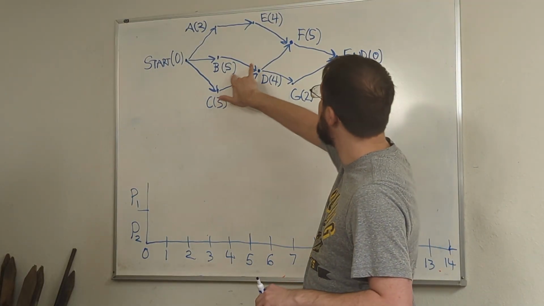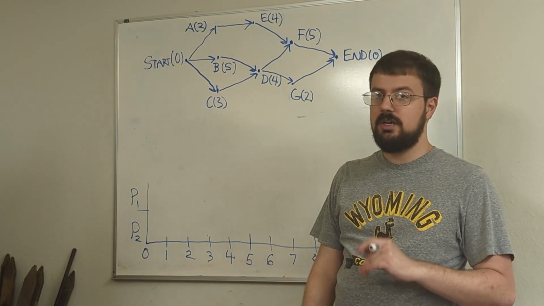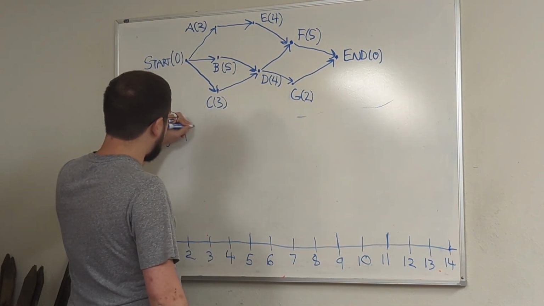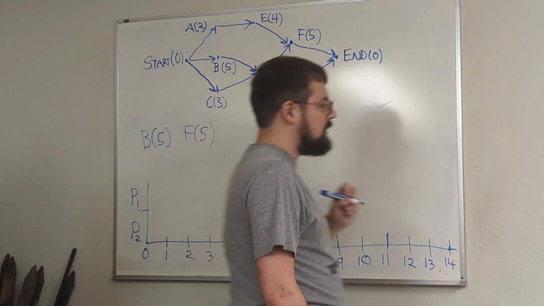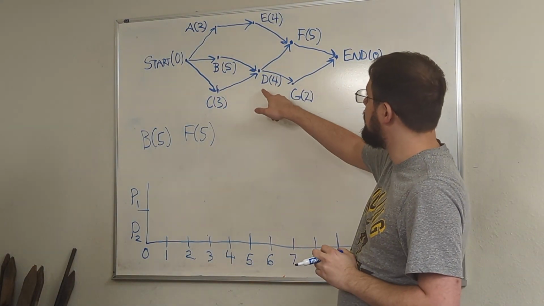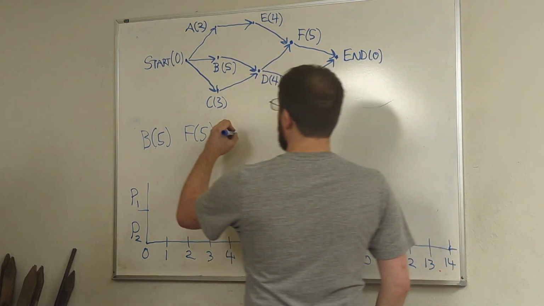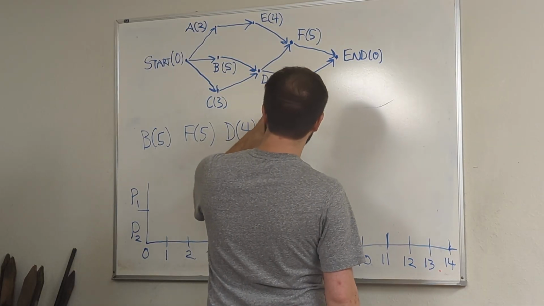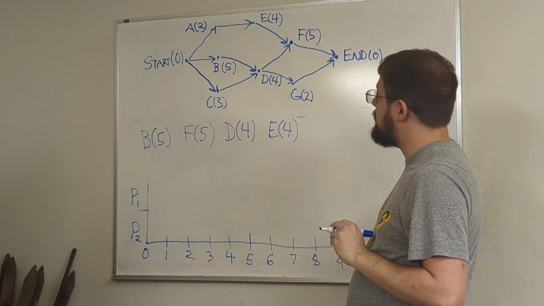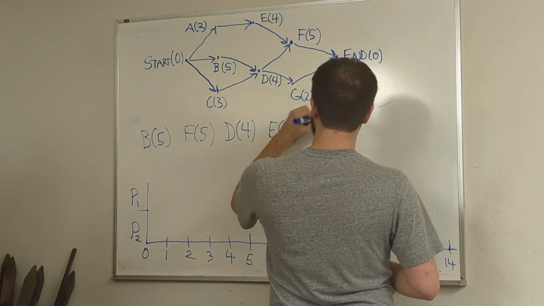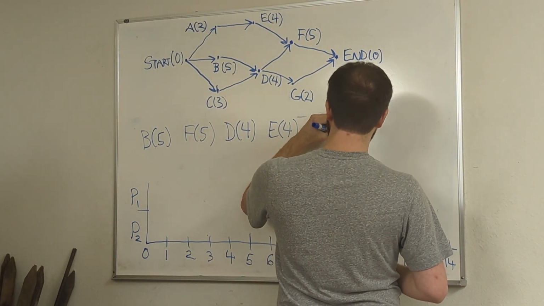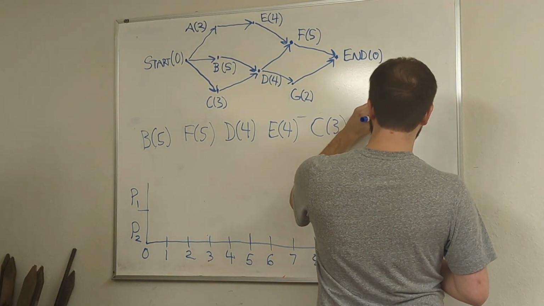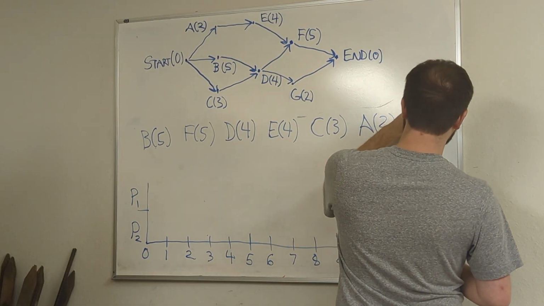So in this case, B and F are the two that have the longest processing times at 5. Those are going to be the first two tasks on our priority list. The next longest ones that we see on here are 4 for D and E. So we're going to list those next. And then next after that, we have C at 3. And then finally A and G with 2.